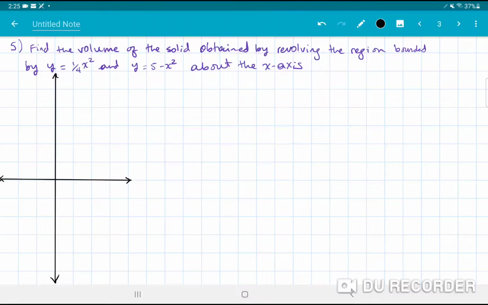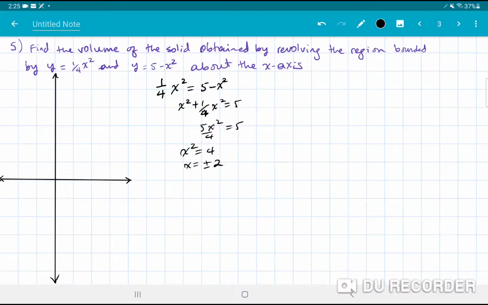Okay, the first thing we need to do is be able to sketch the graph. We set the two functions equal: 5 minus x squared equals 1/4 x squared. So we're going to bring the x squared over to the left. We get x squared plus 1/4 x squared equals 5. 5x squared over 4 equals 5. This gives us x squared equals 4. So that's x equals plus or minus 2.